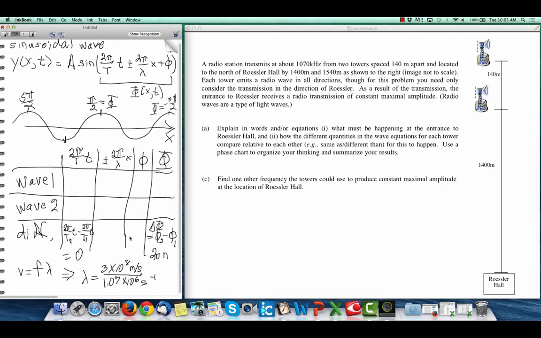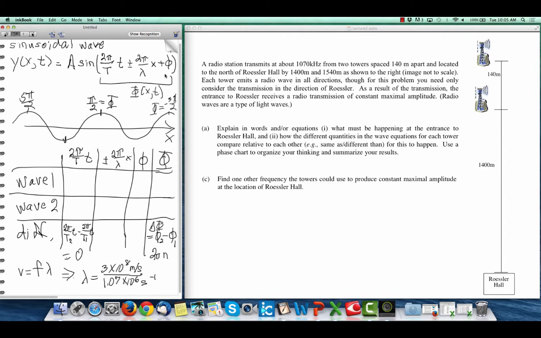Yeah? Why do you use the speed of light if people work in the sound? It's a radio station, actually. So it's transmitting radio waves. And I'll tell you that radio waves are electromagnetic waves. We haven't gotten to that yet, but I'm going to tell you that. So it's not the speed of sound, it's actually the speed of light.